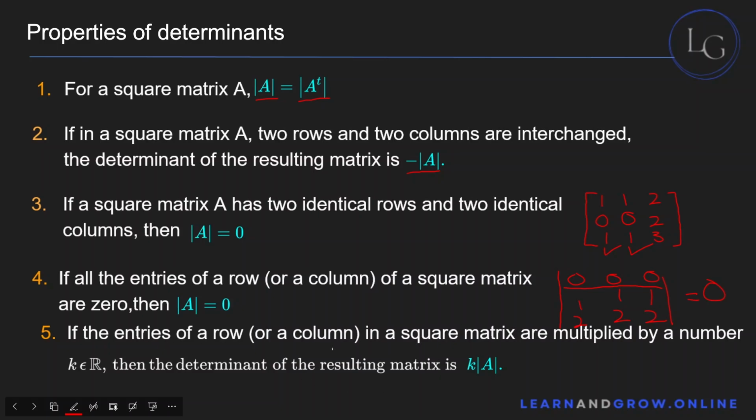Now, if the entries of a row or a column in a square matrix are multiplied by a number k, then the determinant of the resulting matrix is equal to k times the determinant of A. Now this is very important. Let me explain how this works. Let's say this is matrix A. Its determinant is equal to 2 into 1 minus 1 into 3, which is equal to minus 1.